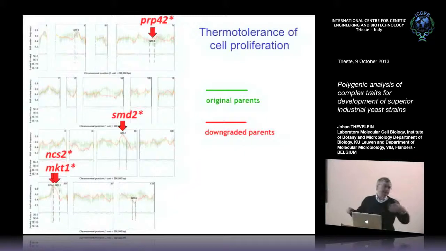You see this MKT1 is popping up again because we crossed with the lab strain. And NCS2 and PRP42 were completely new genes that had never been connected to high thermotolerance. So we actually patented the use of these genes to improve thermotolerance.